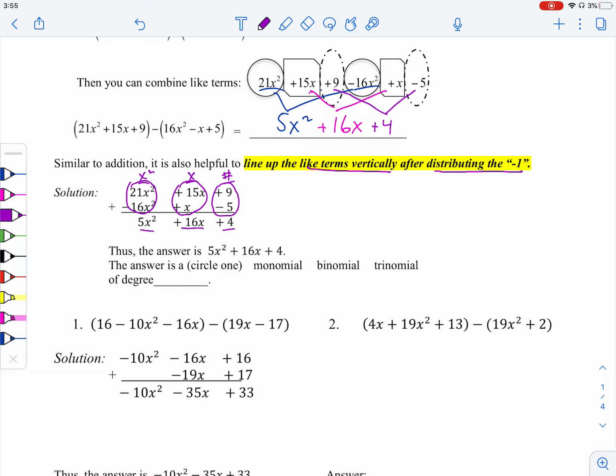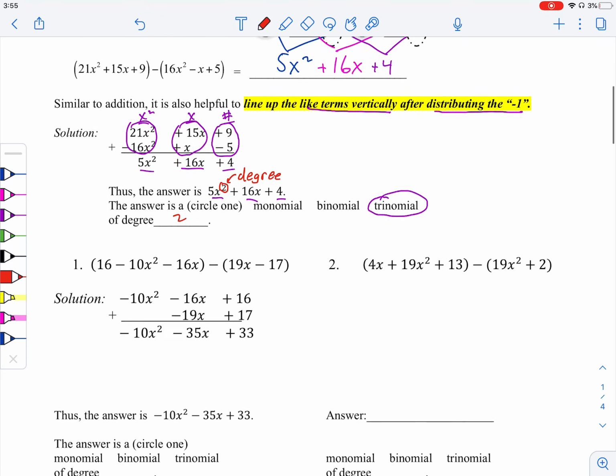Our answer has 3 terms, so we got 1, 2, and 3. So this is a trinomial. And remember, your degree is your highest power, so our degree is 2 here. That's our highest power, that's our degree.